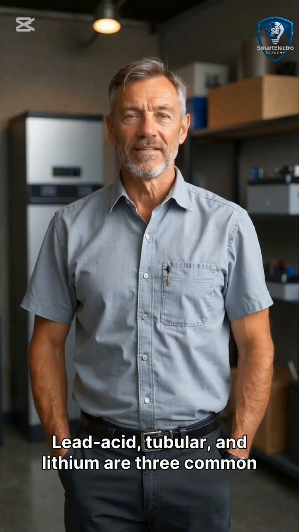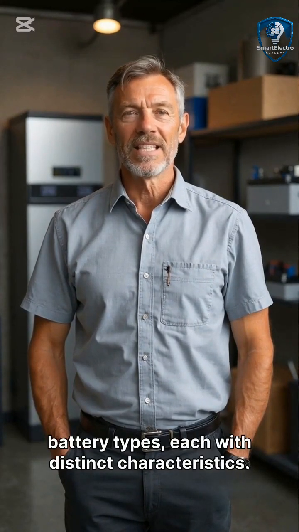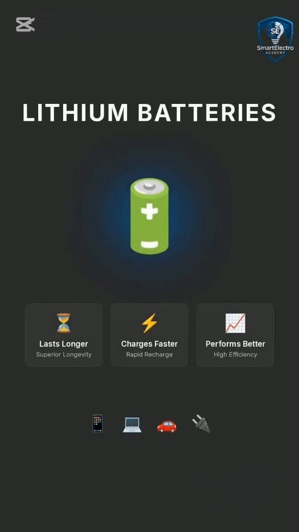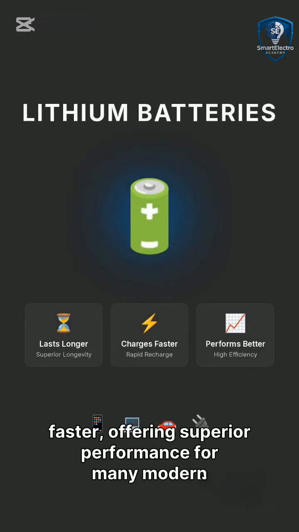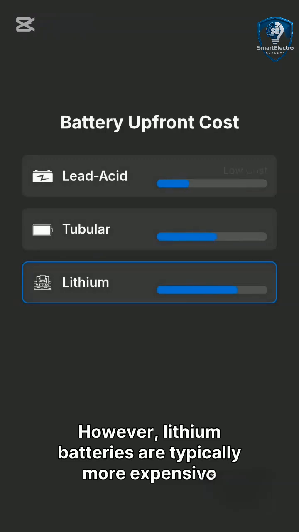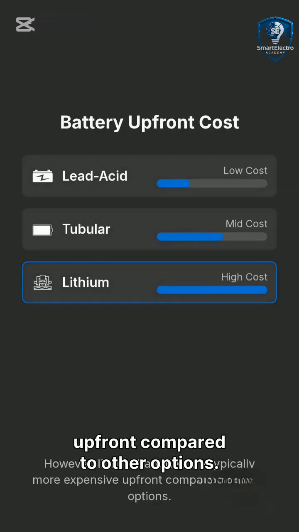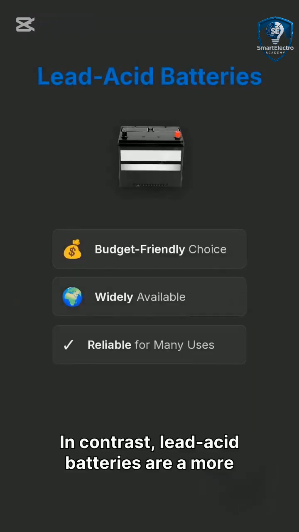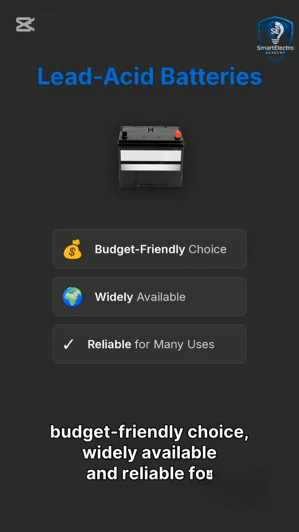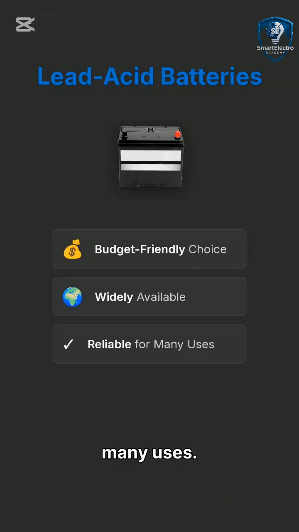Lead-acid, tubular, and lithium are three common battery types, each with distinct characteristics. Lithium batteries generally last longer and charge faster, offering superior performance for many modern applications. However, lithium batteries are typically more expensive upfront compared to other options. In contrast, lead-acid batteries are a more budget-friendly choice, widely available and reliable for many uses.